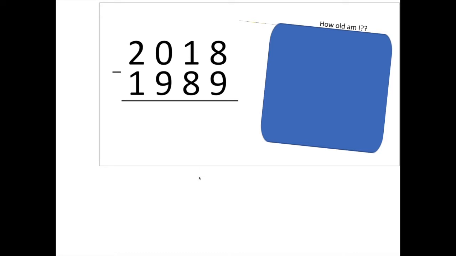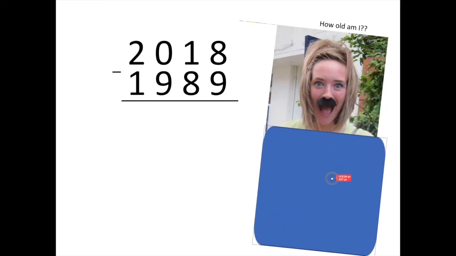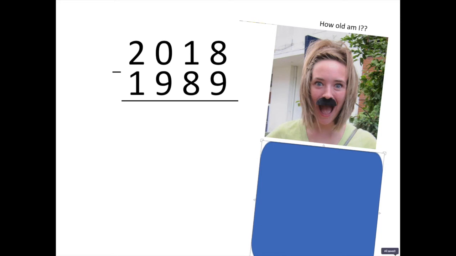So in today's lesson, we are going to be subtracting to be able to find out how old certain people are. So for this activity, we are going to be finding out how old I am. So go ahead and solve this problem with me. While I'm talking, go ahead and write down 2018 minus 1989, and we're going to be solving this together.